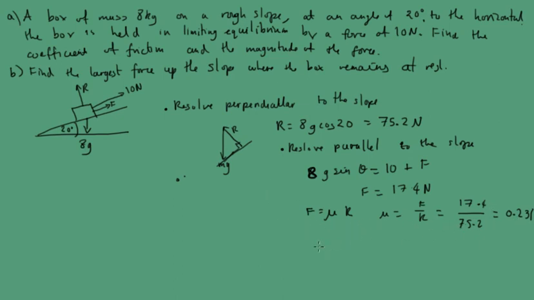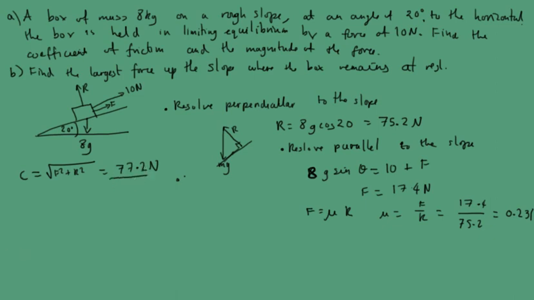And then we can use Pythagoras. I'll do Pythagoras over here. To get the total contact force, it's going to be the square root of F squared plus R squared. Slotting your numbers in, that's going to be 77.2 newtons.